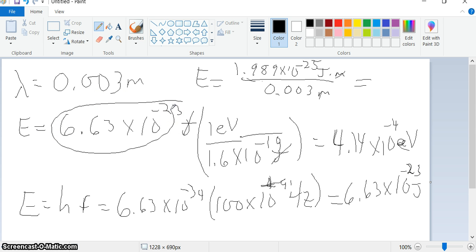And then all we did is we converted it. If you do the same thing with this number as we did with this number, with our conversion, you just divide by 1.6 times 10 to the minus 19th. Either way, you're going to get this very small amount of electron volts, 4.14 times 10 to the minus 4th electron volts.